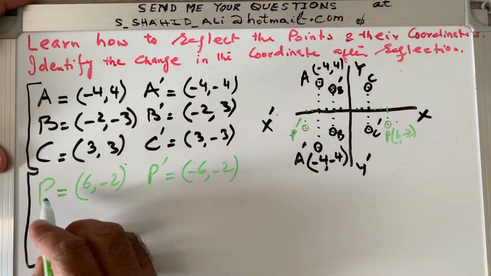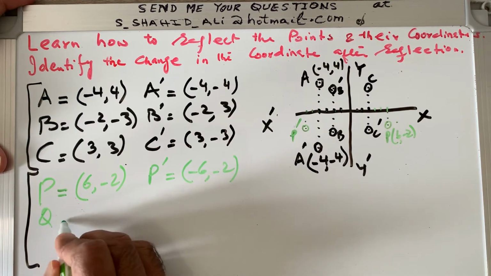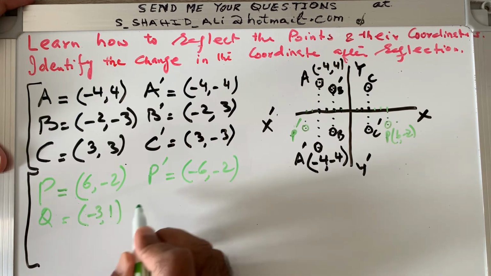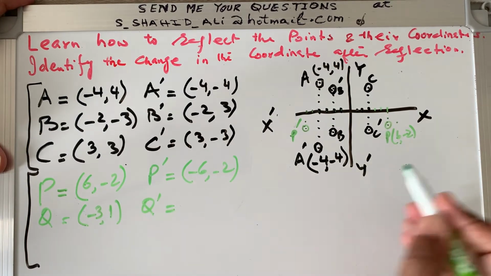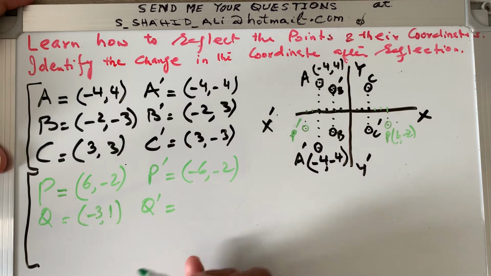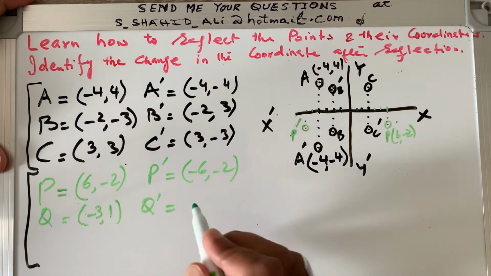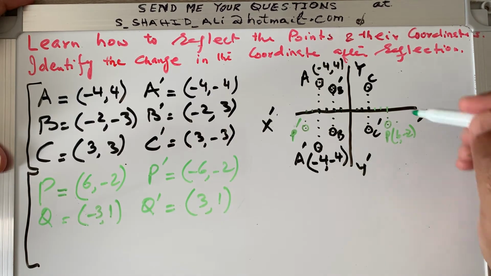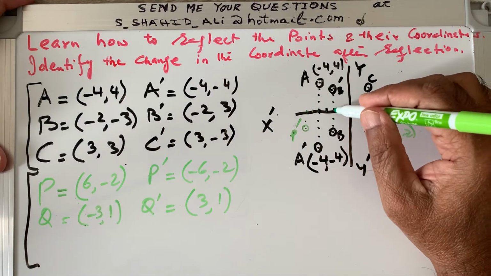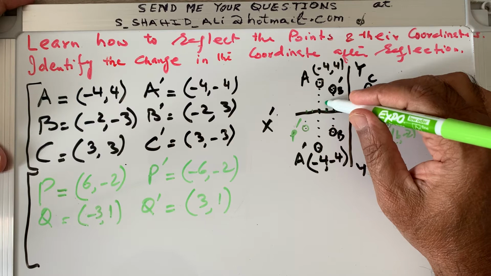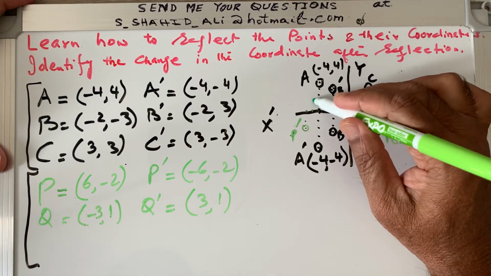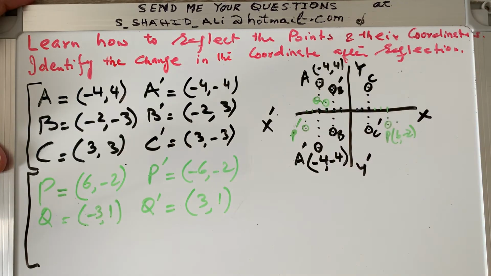So let's see another point, Q, that is -3 and 1, and Q dash will be, so now we will see here, or I can write first here, 3 and 1 will be the reflection. So -3, 1. Where is -3, 1? 1, 2, 3, -3 and 1. So the point is here, right? This is my Q, right? And the reflection will be across y-axis.